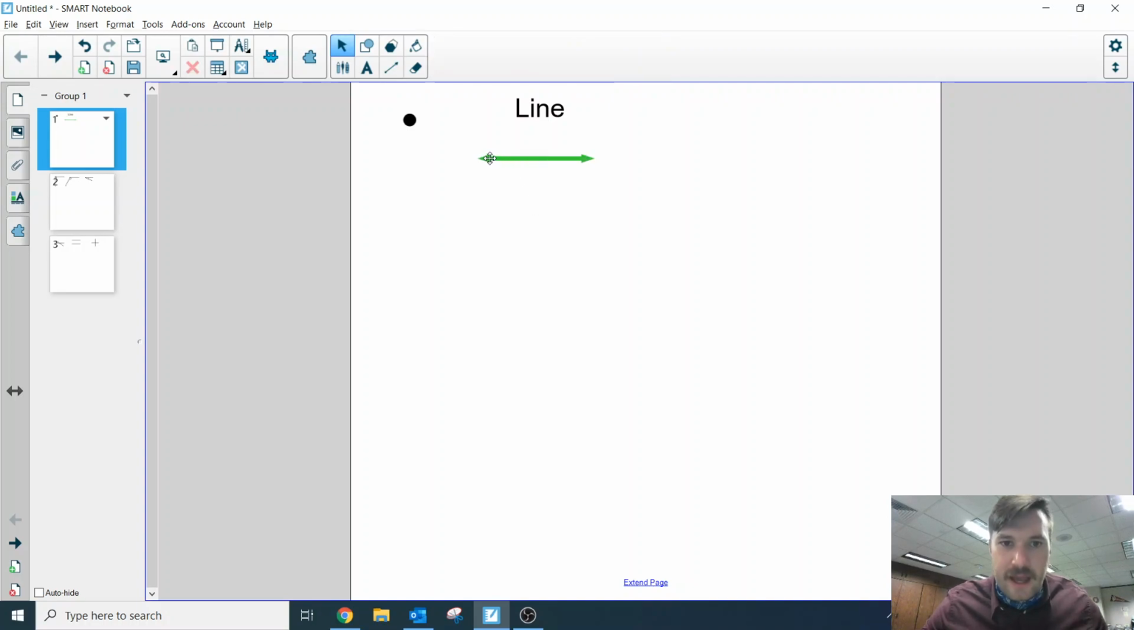So I have drawn here a line. It has an arrow on one end showing that it's going to go on forever and ever to the right, and then it's going to go on forever and ever on the left. So if we have something with arrows on both ends, a line that's going to continue forever in both directions, that's what we call a line.